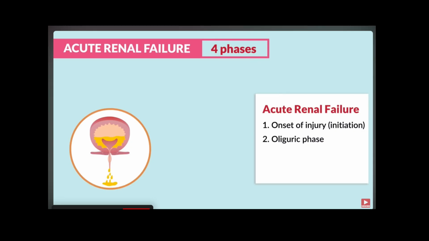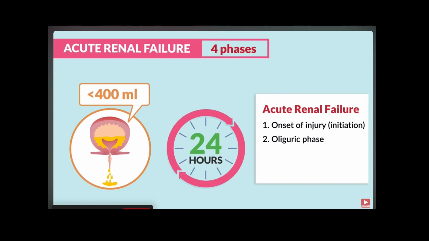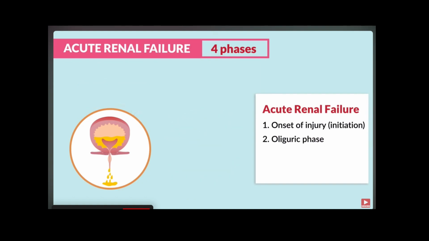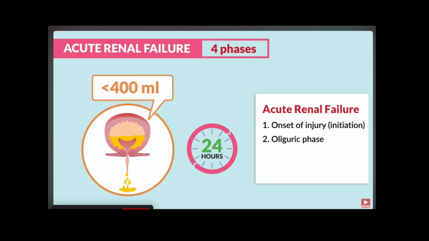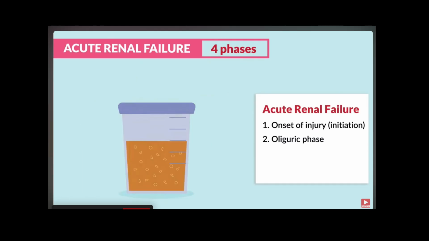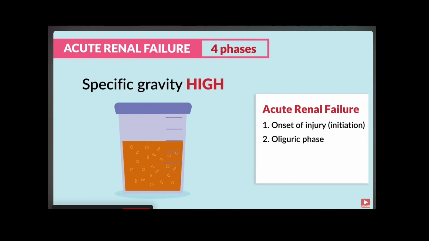So just think of the O's in oliguric as O for low urine output, less than 400 mLs in 24 hours. Remember, urine output 30 mLs per hour or less means the kidneys are in distress. So 400 mLs in 24 hours, wow, that is really, really low. And just think very sticky, thick urine, we get specific gravity that is high. So the memory trick we use is if urine is dry, then the specific gravity is high.